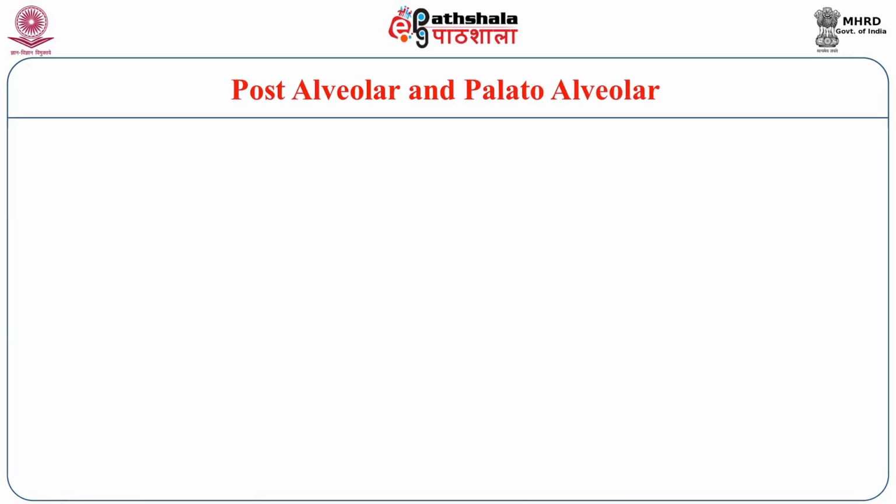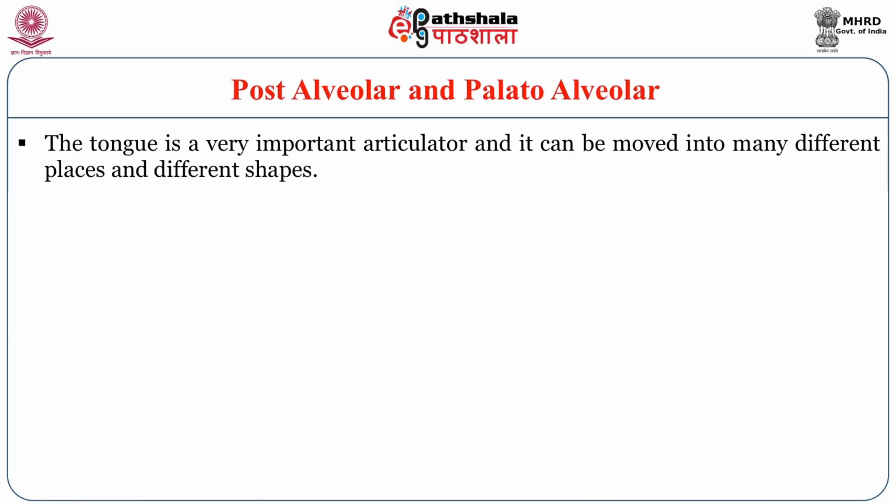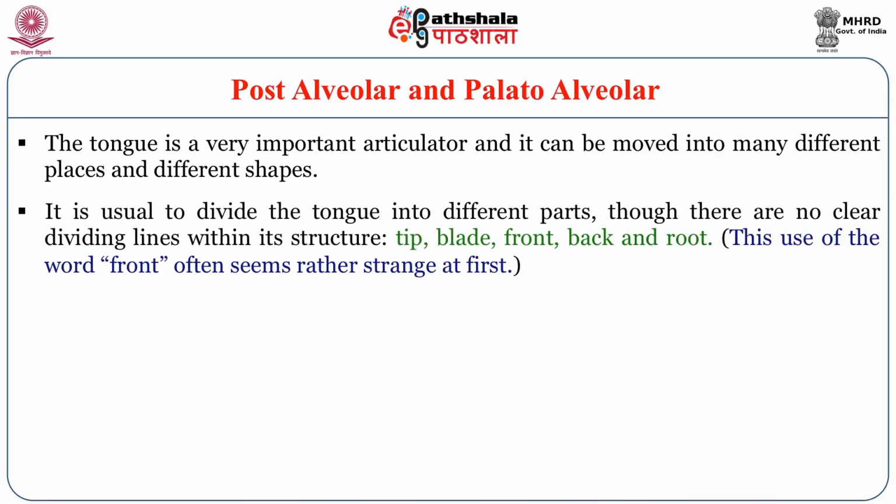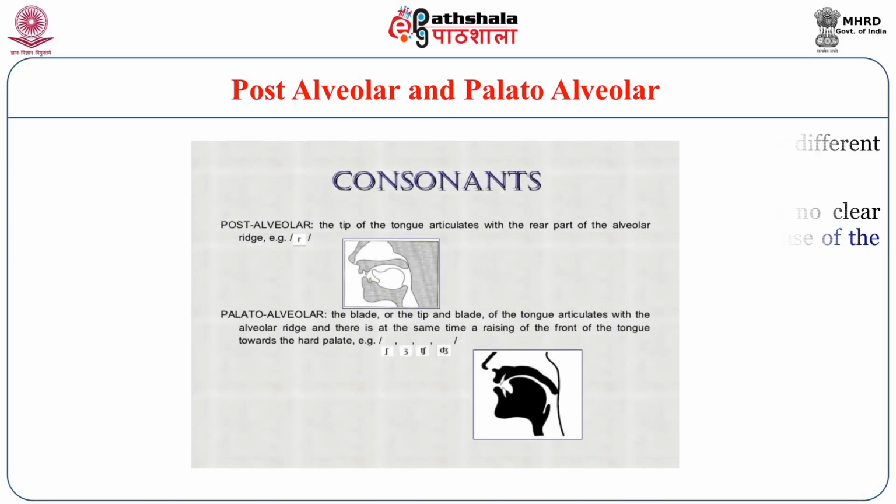Now, post-alveolar and palato-alveolar. The tongue is a very important articulator and it can be moved into many different places and in many different shapes and directions. It is usual to divide the tongue into different parts, though there are no clear dividing lines within its structure. But still: tip, blade, front, back and root. This use of the word front often seems rather strange at first. By this figure, you can understand how the tongue is just touching the position of post-alveolar.